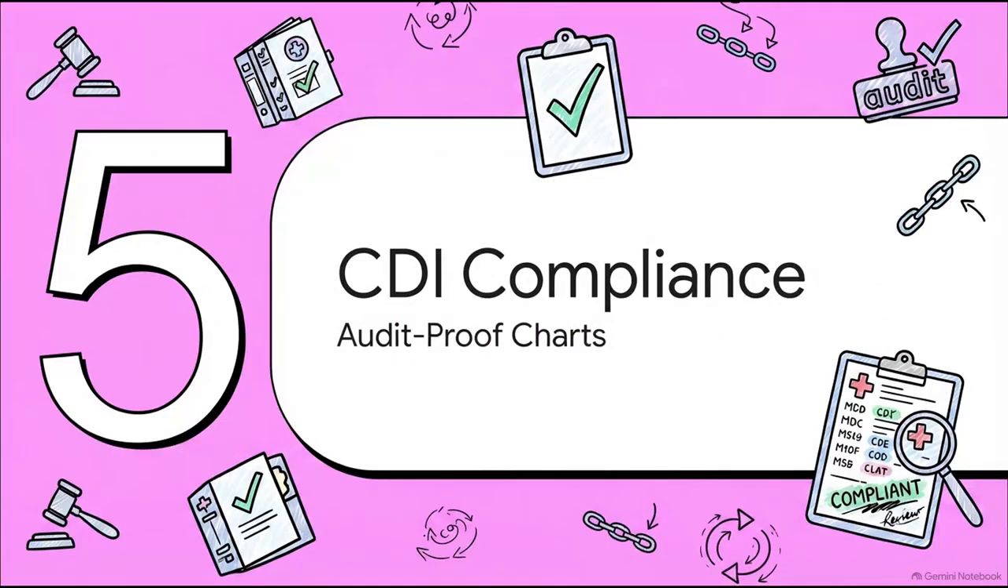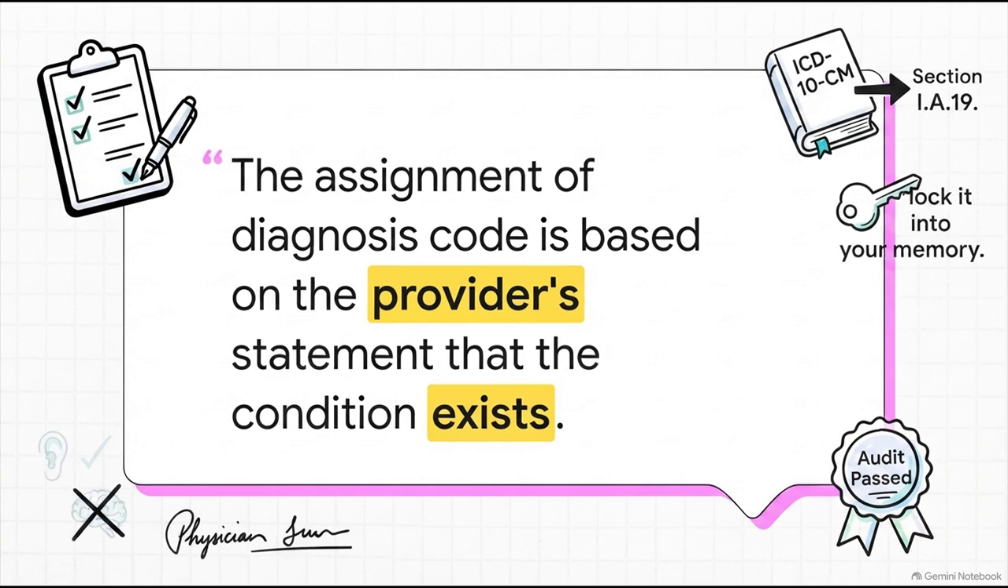Finally, let's wrap things up with Section 5, CDI compliance takeaways, and how to go about audit-proofing your charts. We've walked through some seriously technical sequencing rules today, but how do we make sure our charts actually survive an audit? The bedrock of our entire practice is ICD-10-CM section I.A.19. Lock this rule into your memory. We code based on the provider's explicit diagnostic statement that a condition exists.